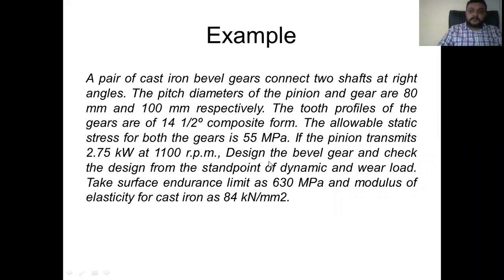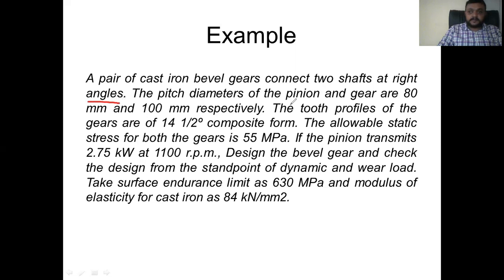Now here you have to see, let me take one example so you can easily understand how to go for the systematic design procedure of the bevel gear. So here you have to see the data. A pair of cast iron bevel gears are connected to shafts at right angle. Right angle means theta s is 90 degrees.